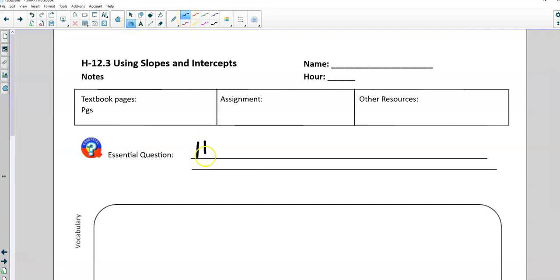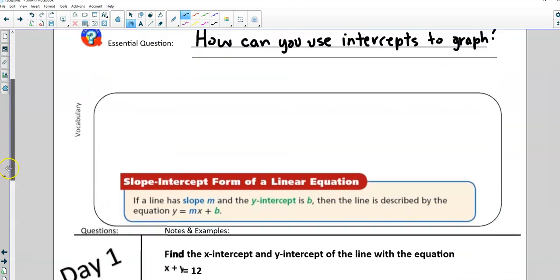Our essential question for today is how can you use intercepts to graph? We talked a little bit about the x and y intercepts in the past couple of days, and now we're going to put it together and use it to graph. This goes back to what we did a couple of chapters ago. It's not going to seem like graphing, it's going to seem more like algebra, but it has that connection. So you have some vocab words on there.